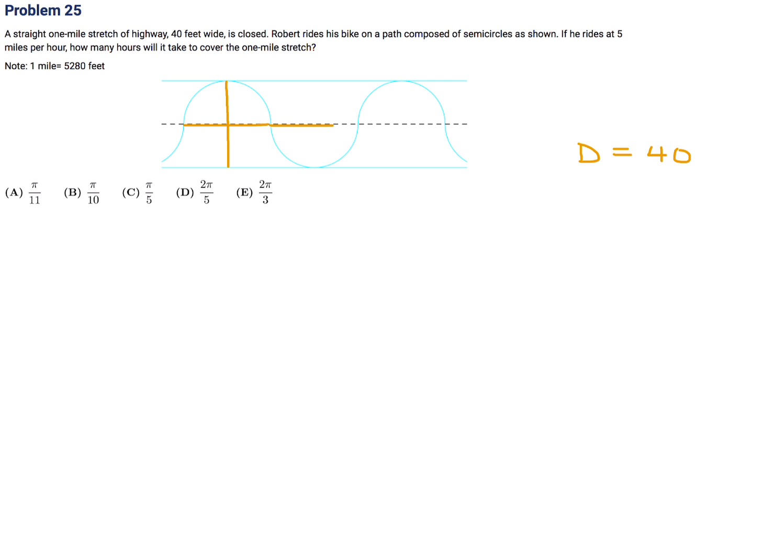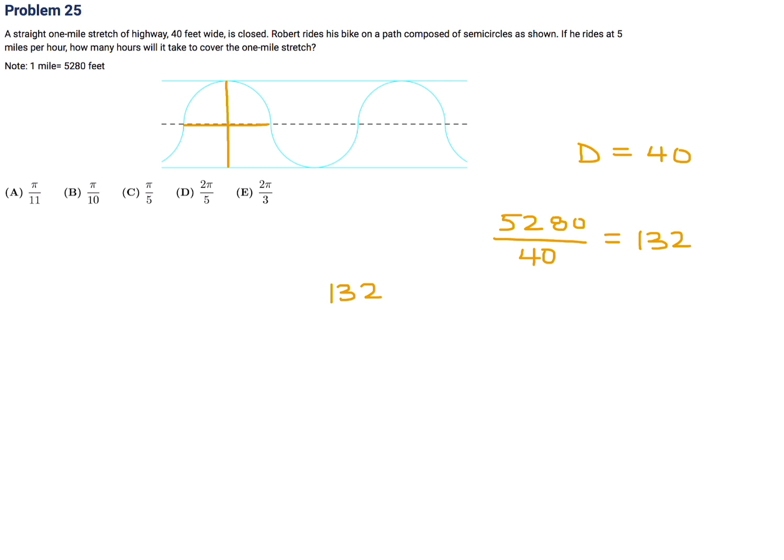Now we want to go along a stretch that is basically 1 mile long. So 1 mile is 5,280, and we're going to have to divide by 40 to figure out how many of those diameters are we moving along. And if we do, we get 132. So 132 diameters is how much we're moving along in this 1 mile. Now each diameter represents a semicircle. So we have to multiply 132 times the semicircles. So there's 132 semicircles basically.